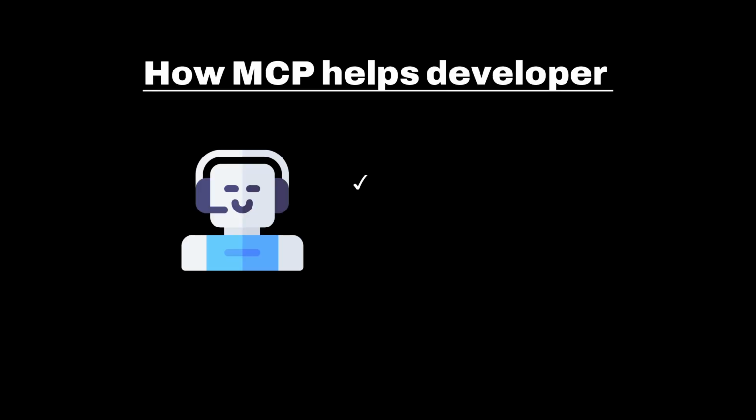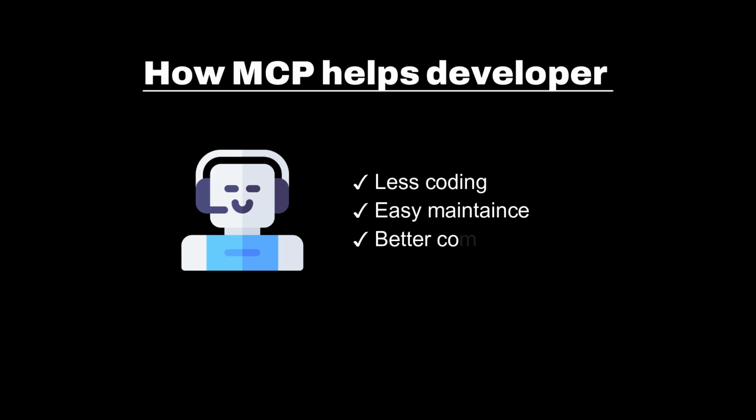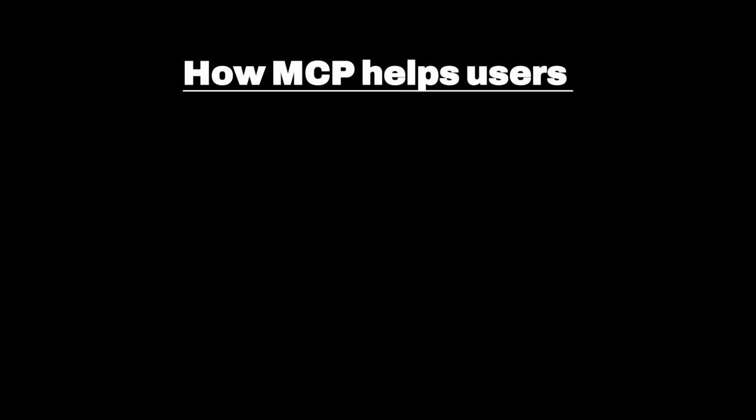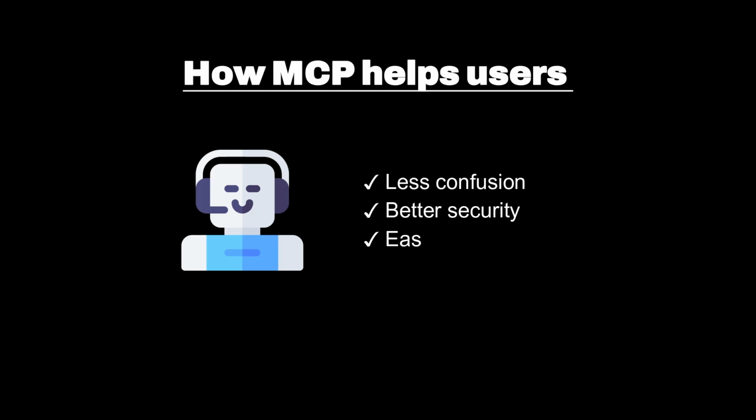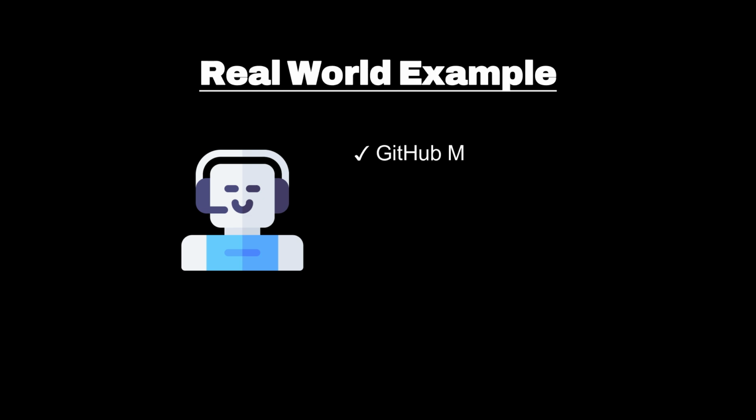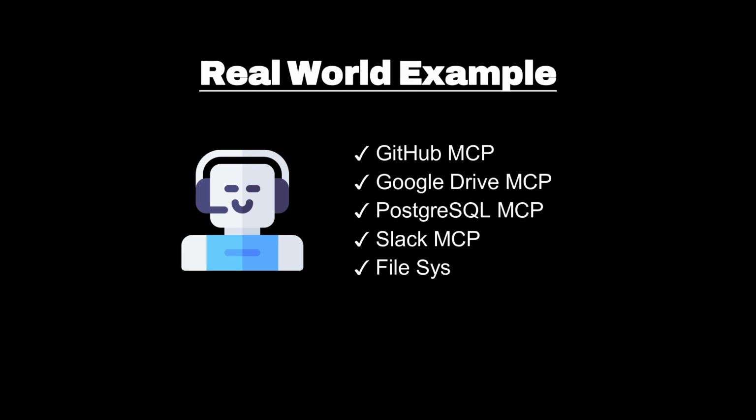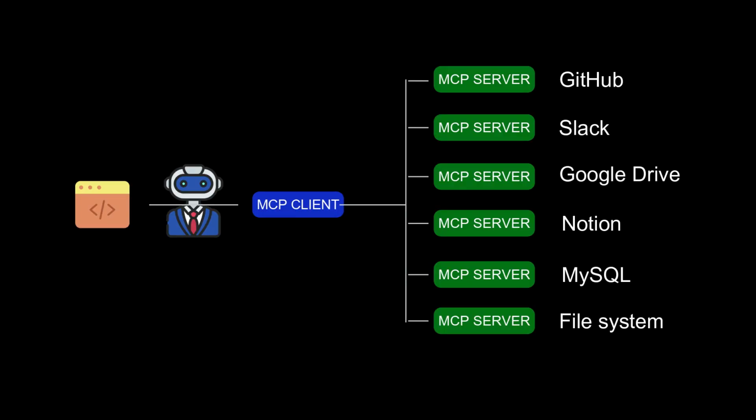For developers, MCP means less integration code, easier maintenance, better compatibility. For users, it means AI assistants can securely access your files, databases, APIs, and business tools without every company inventing a different integration method. We are already seeing MCP servers for GitHub, Google Drive, PostgreSQL, Slack, file system, and many other services. So remember, LLMs are the brain, tools do the work, MCP is the standard that connects them together.